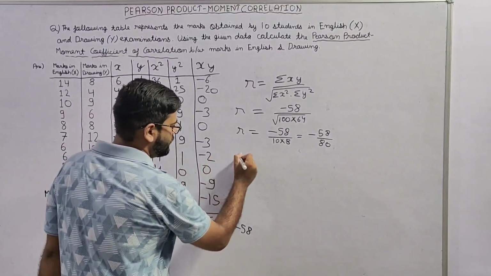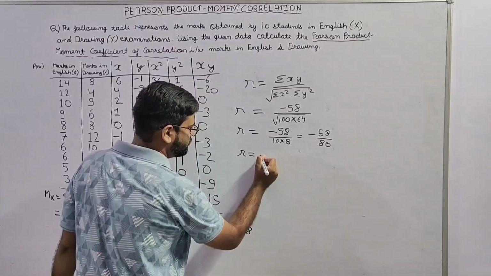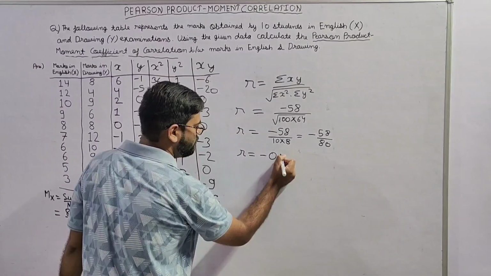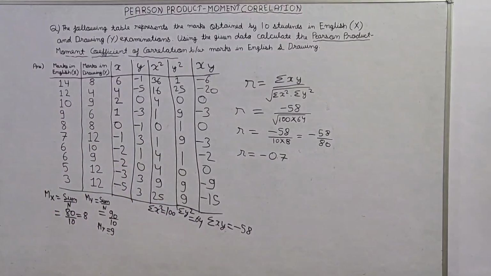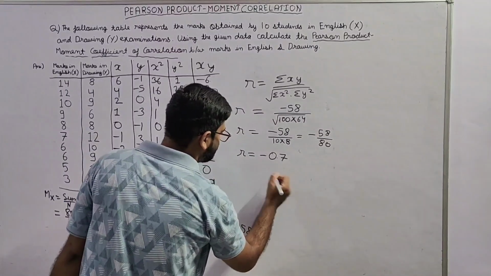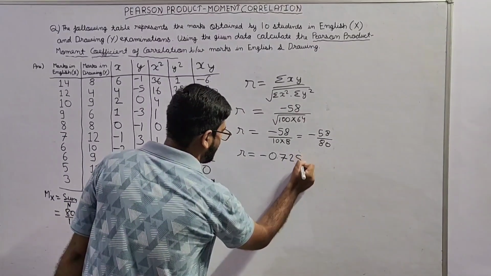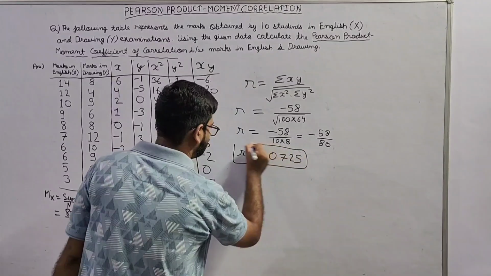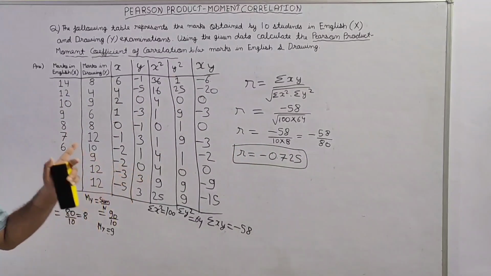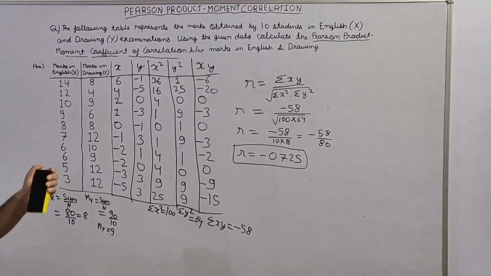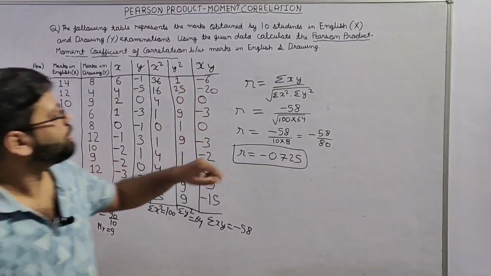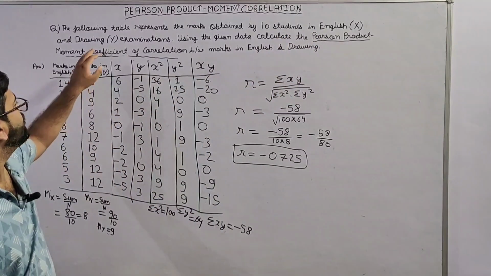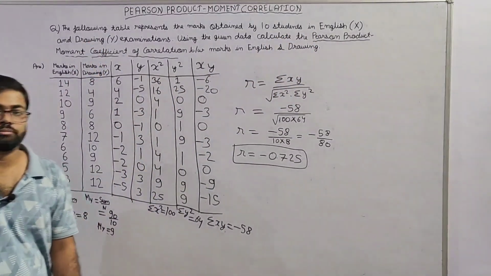So our value is negative, minus 0, I think it is about 7. Yes, 7. Yes, r is equal to minus 0.725, which shows that there is a strong negative correlation between the marks of English and the marks of drawing. Thank you.